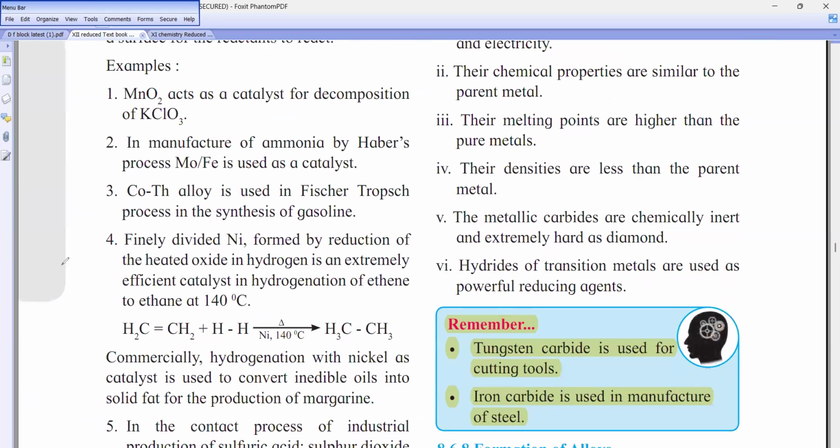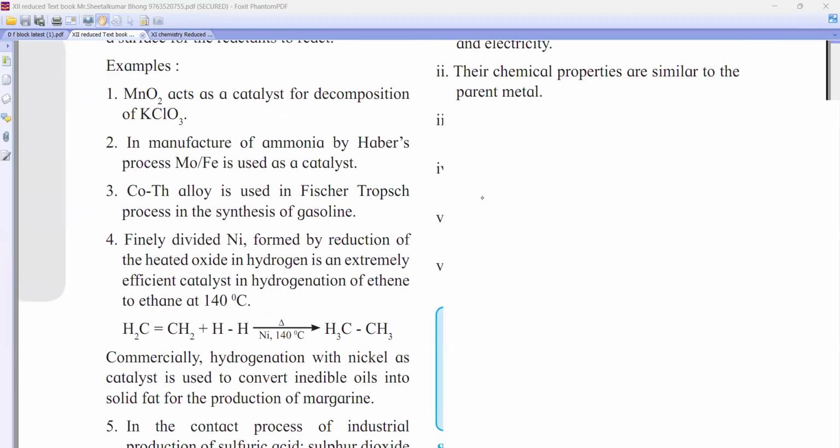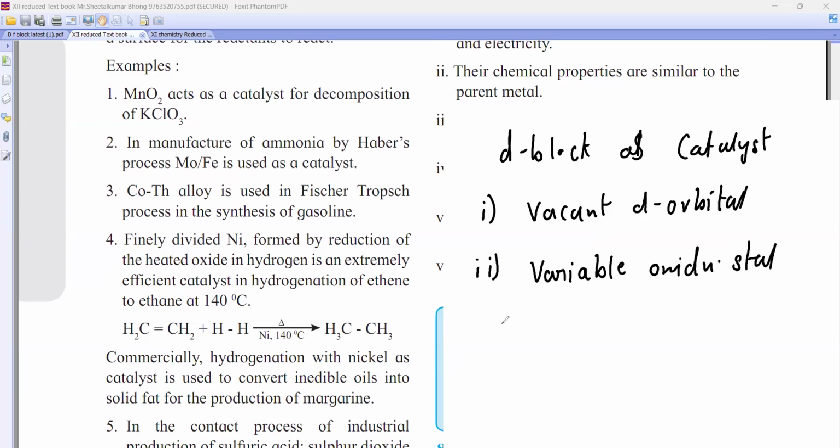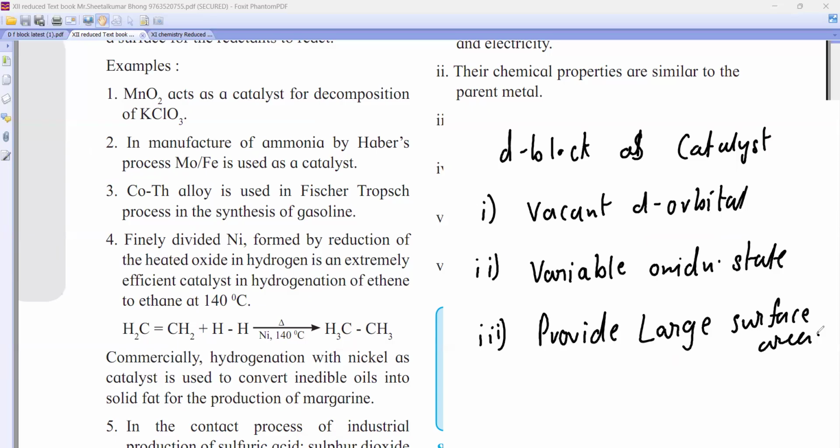For the answer, this is what you will write. D-block as catalyst. First point: vacant d orbital. Then variable oxidation state. And the third point you are going to write: provide large surface area. This you have to write: why d-block elements are used as catalysts.